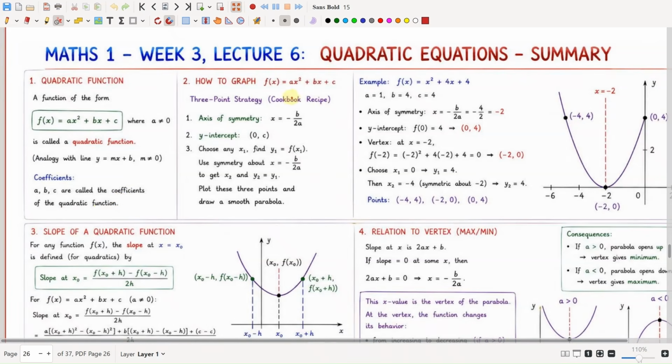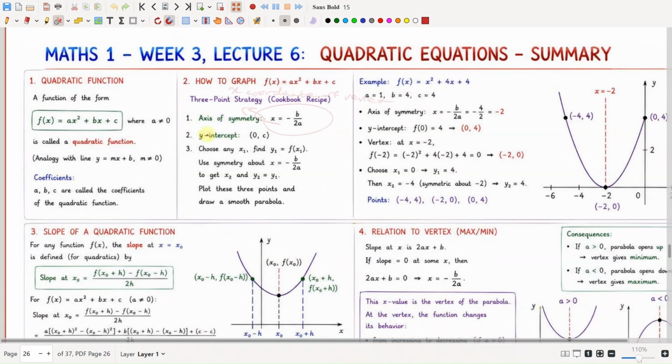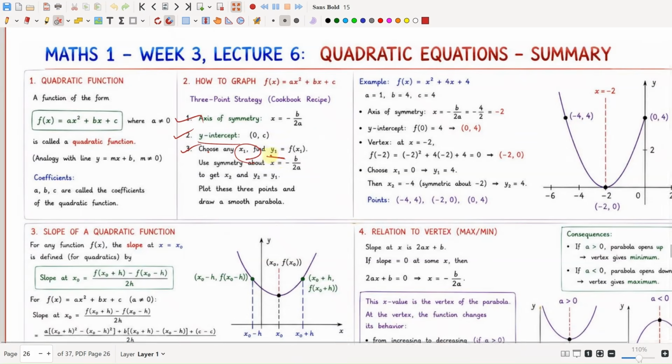We also saw how to plot a graph for a quadratic function. We have a 3-point strategy. First, we find the axis of symmetry, that is the x coordinate of the vertex. We can also find the y-intercept, and we can choose any x1 and find y1 is equal to f of x1, and we can use x is equal to minus b by 2a to find other points. Using all these things, you will be plotting a smooth parabola.